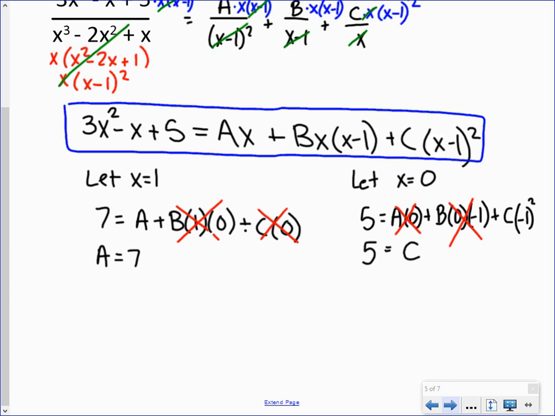You know A is 7. You know C is 5. 5. I know.